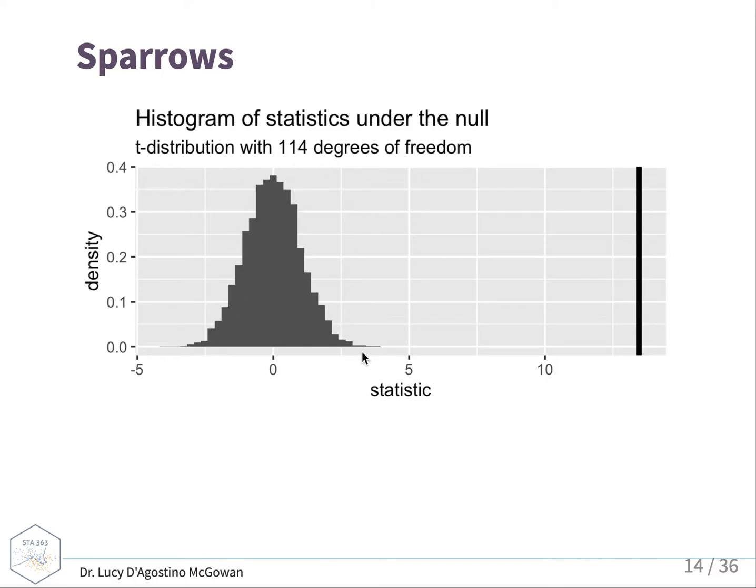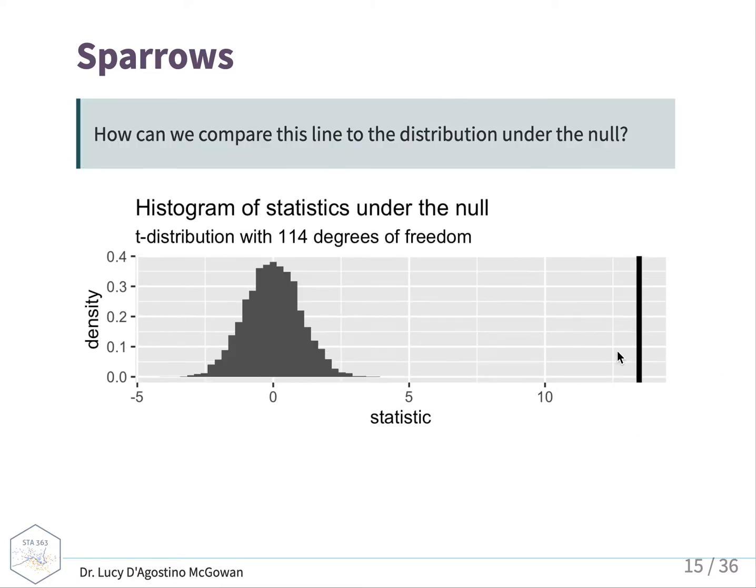And so that's what this picture is. This is a t-distribution with 114 degrees of freedom under the null. This line here represents what we observed, the t-statistic that we observed at 13.5. What we can do is compare how often under this null you would expect to see something like this, and whether or not that's likely. Just from this graph, when I look at this, that looks very unlikely. There's very little mass over here. It's very unlikely that you would see something that extreme under the null.